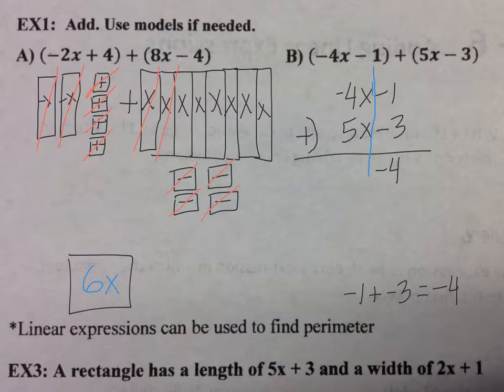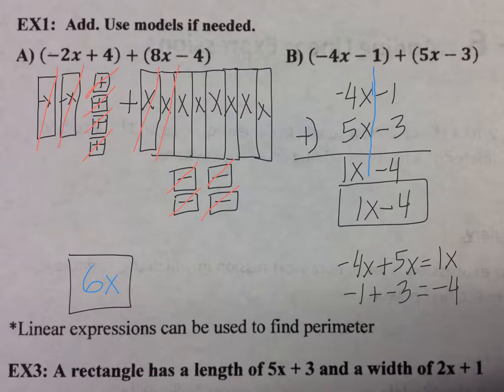Then I'm just going to do the variables, negative 4 plus 5x. So I have negative 4x, if I want to rewrite it, plus 5x. So if I'm at negative 4 on the number line and I go to the right 5 times, I will be at 1x. So I'm just going to come over here and put it right over there. So at the very end, I'm going to pretend that blue line is not there, and I'm just going to write 1x minus 4. And that is my answer.